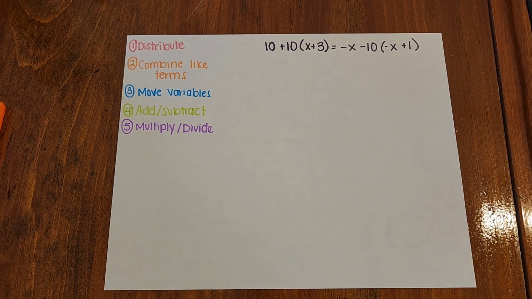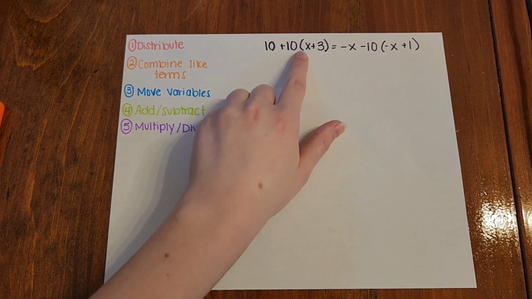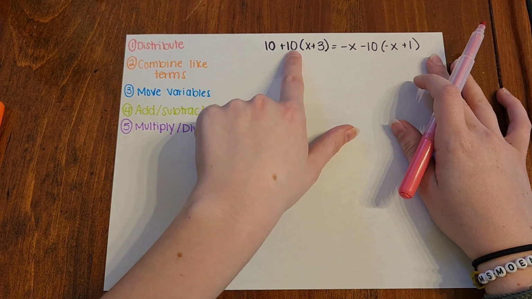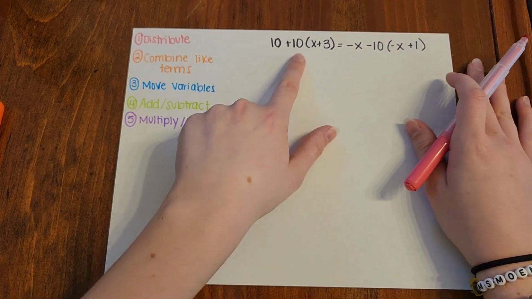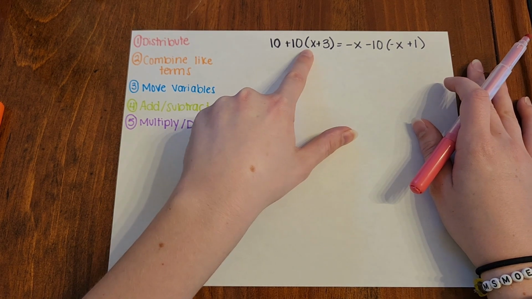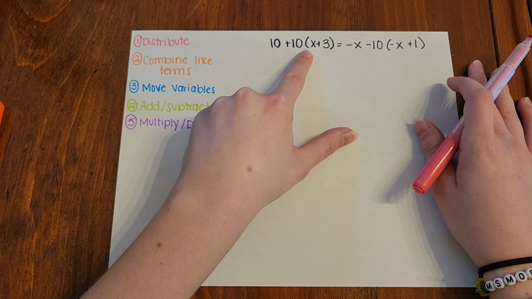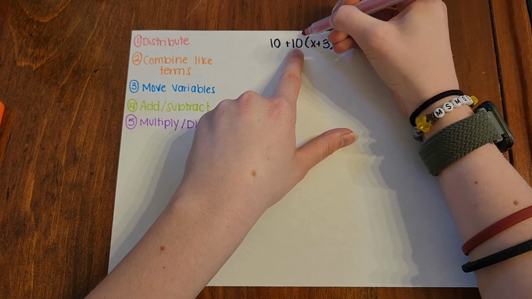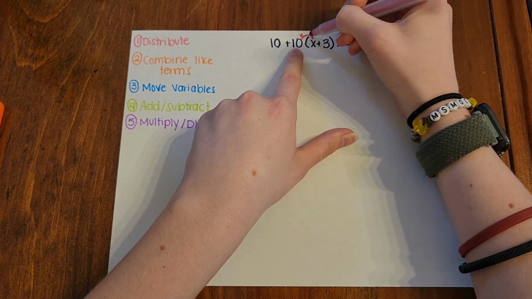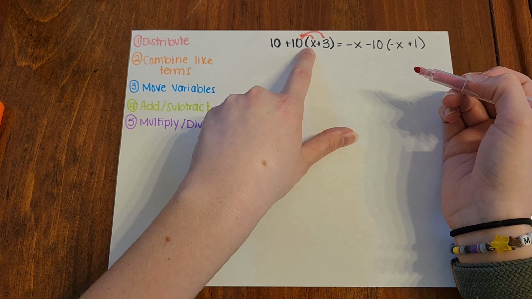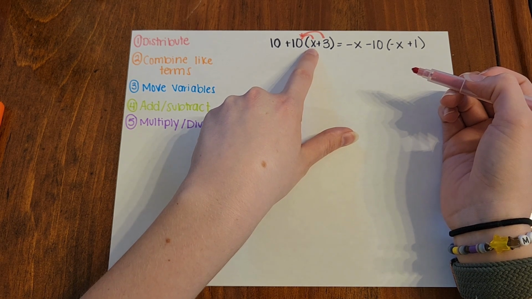And when we're talking about distribution, we're always going to be looking for our parentheses. Anytime we see parentheses, we want to get rid of them. So we're going to look first at the number that's right in front of the parentheses. The parentheses just tell us to multiply the number that's in front of them to the terms that are inside of our parentheses. So we're going to take this 10 and multiply it to this x and to this 3.